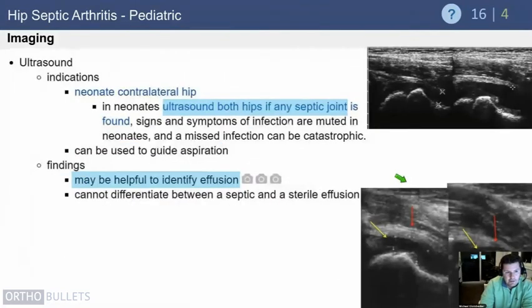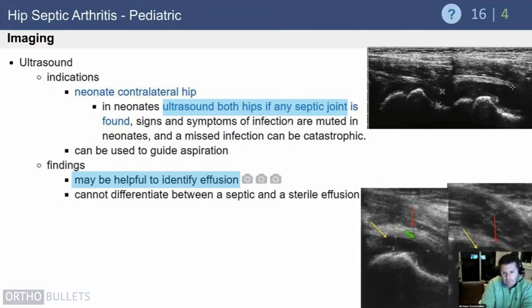Ultrasound is probably the best test. In neonates, you want to always look at the other hip. As we talked about before, it's not uncommon to have septic joints in multiple joints, particularly in the sicker kids that have a lot going on. And this can be used as a guide for your aspiration. And it's most important just to identify an effusion.